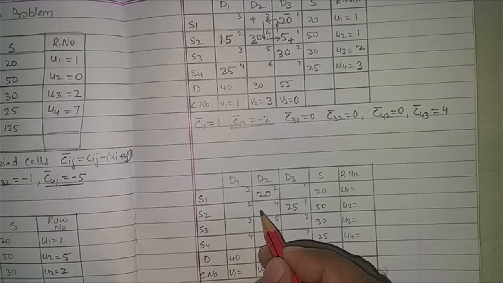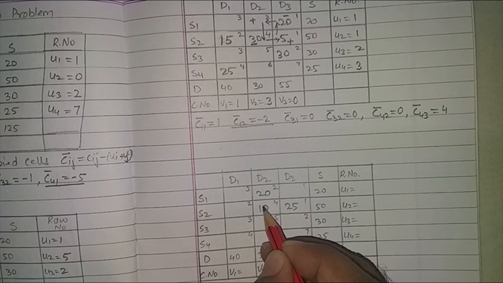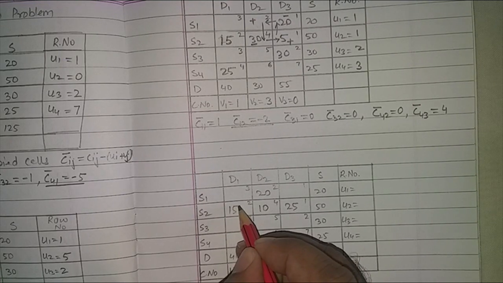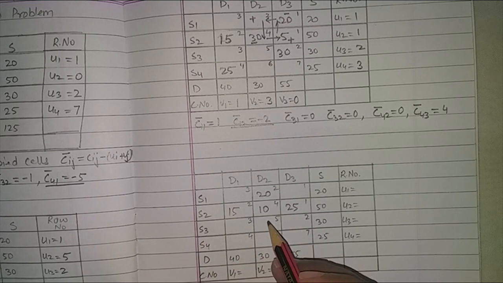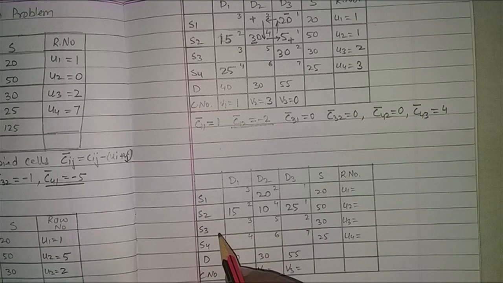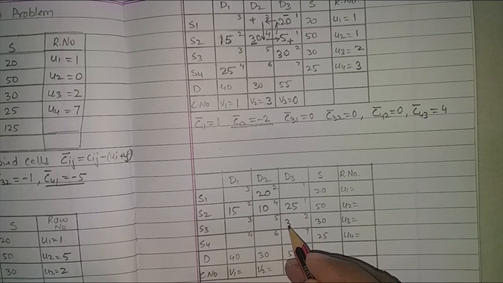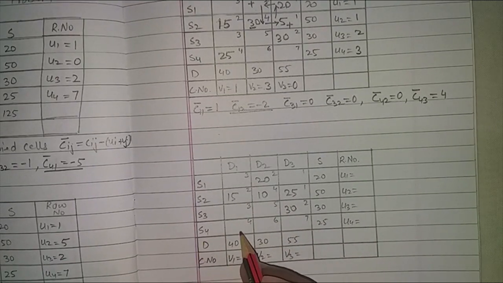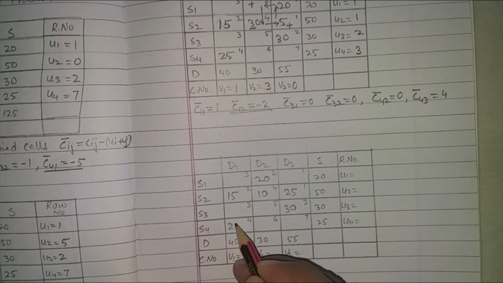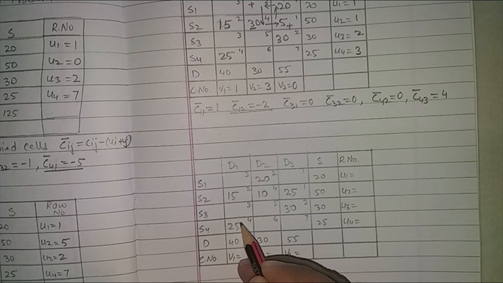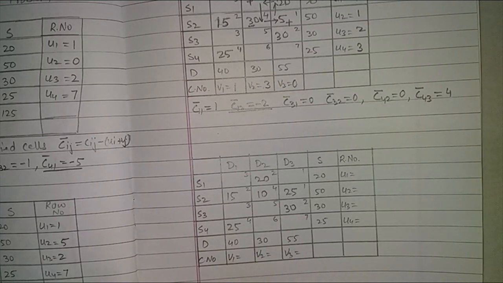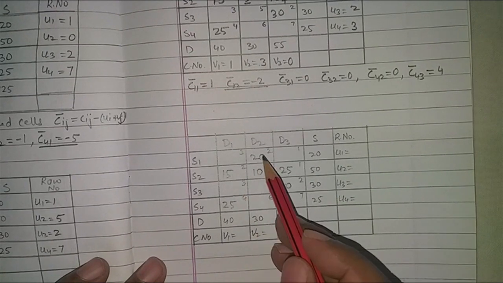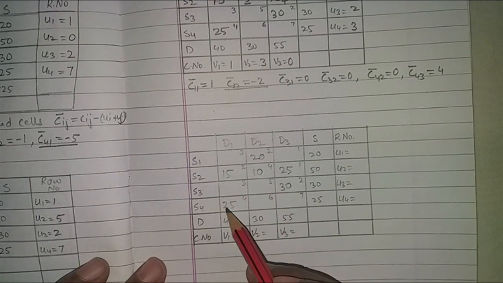Subtract 20 from 30, I'll get a 10. This was 15 from the previous matrix. Okay, coming to S3, we have a 30 here. In S4 we have 25 here. No more other values. How many cells are allocated? 1, 2, 3, 4, 5 and 6.